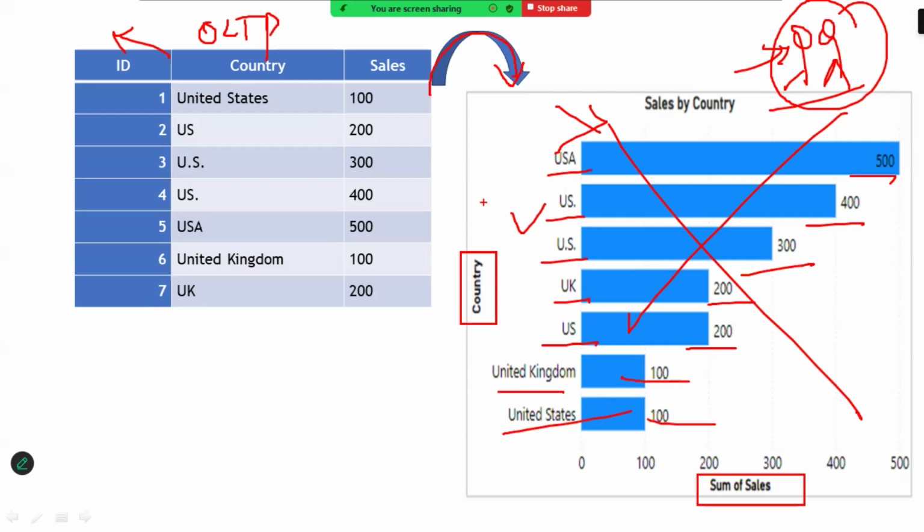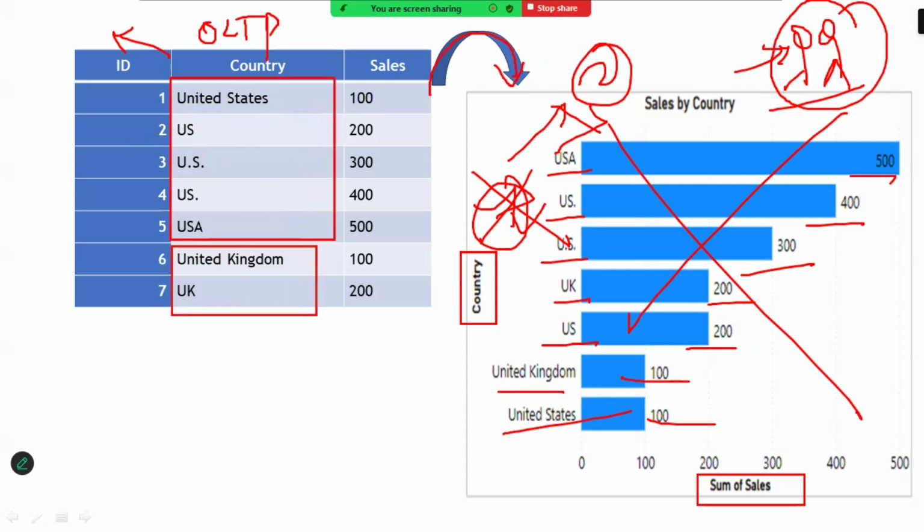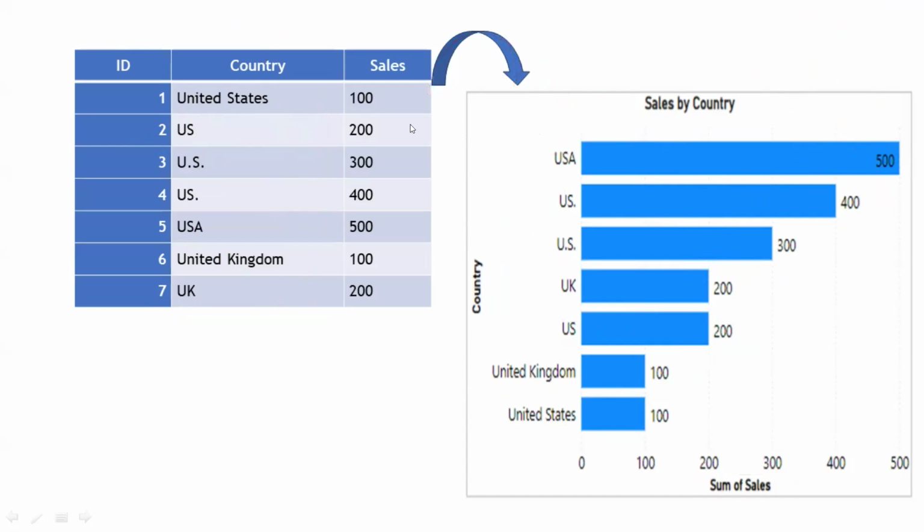In reality, my company is not doing the business in 7 countries. They're doing the business in what? Only 2 countries. One is United States. Second one is United Kingdom. I would like to show only 2 sales numbers here. Not the 7 sales numbers.